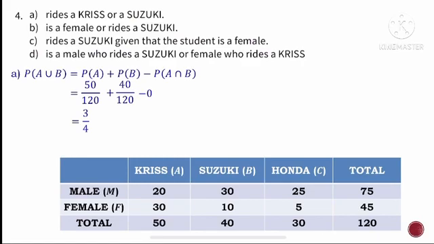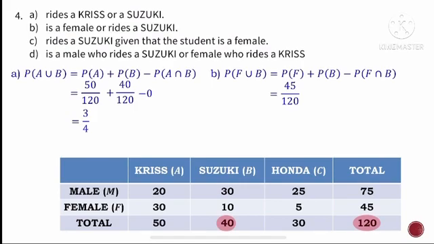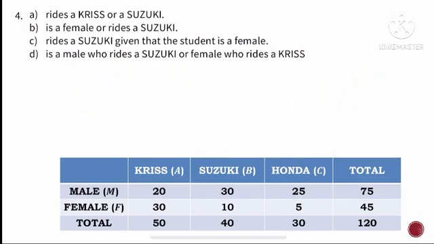Question B is probability that the student is female or rides Suzuki. This means that probability F union B and it equals to PF plus PB minus PF intersect B. PF is equals to 45/120, which is the total female divided by the number of sample. PB is equals to 40 divided by 120. That means the total Suzuki divided by the number of sample. PF intersect B is 10 divided by 120. That means the number of female who ride Suzuki divided by the number of sample. The answer is 5/8.